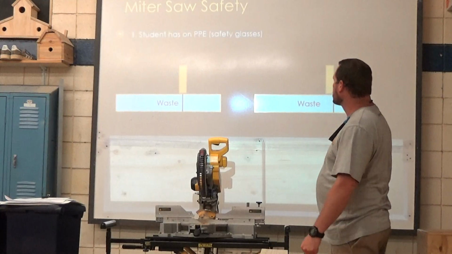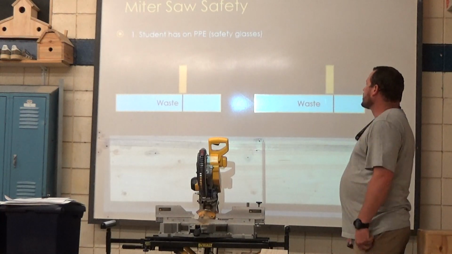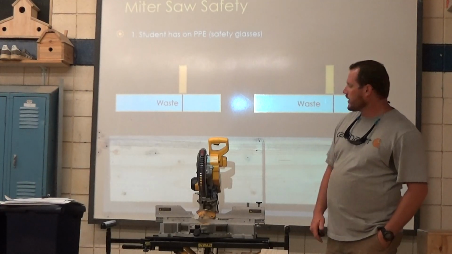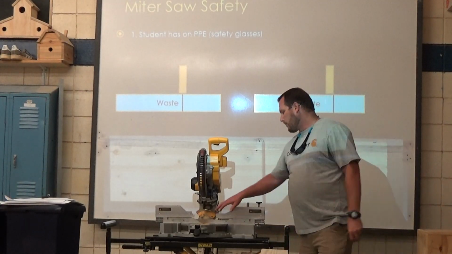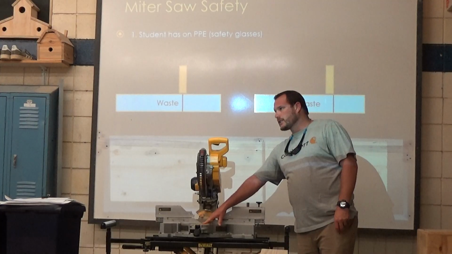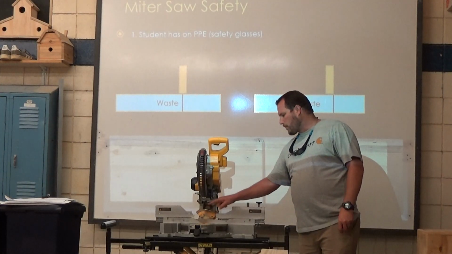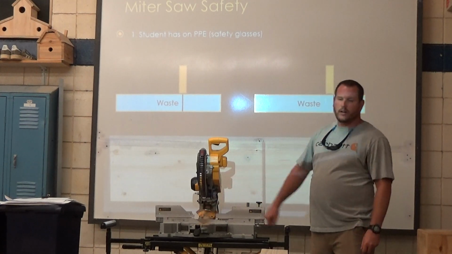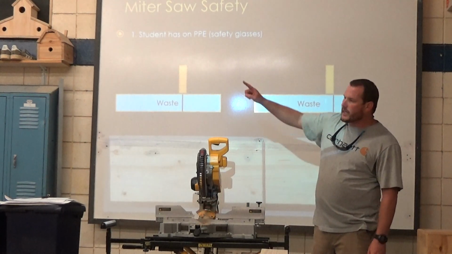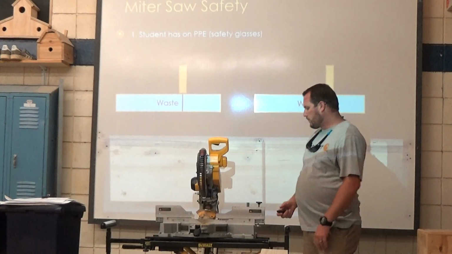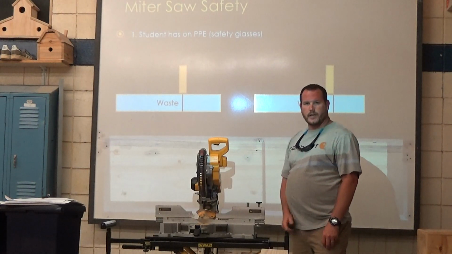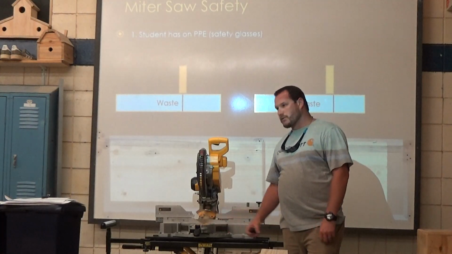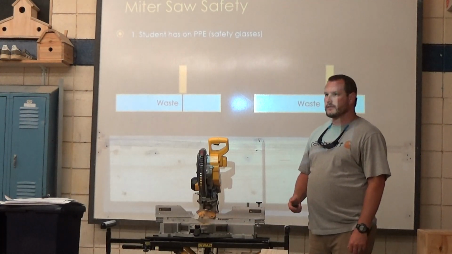The student has on PPE and safety glasses. PPE is personal protective equipment. Safety glasses keep small chunks of wood out of your eyes. I have seen this happen. Small chunks of wood get cut off by the blade. The small chunk is laying there. The next couple teeth around on the saw blade grab that piece of wood and sling it up against the wall. So this thing really can turn something into a projectile if a small piece of wood gets cut off, and it also keeps sawdust out of your eyes.